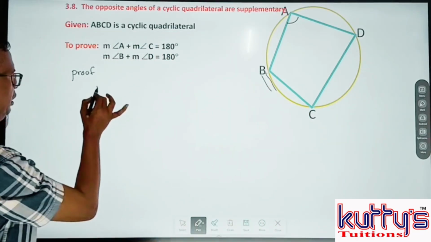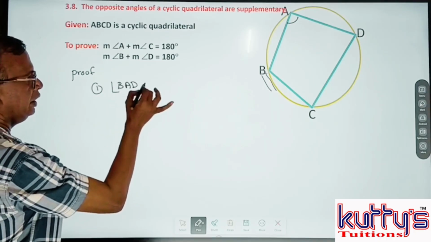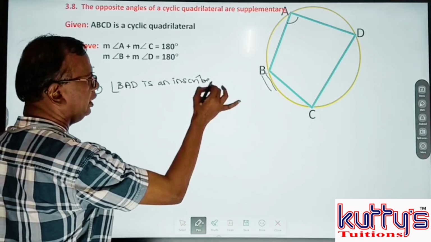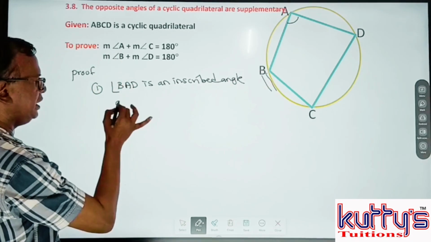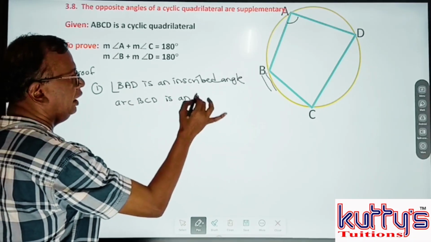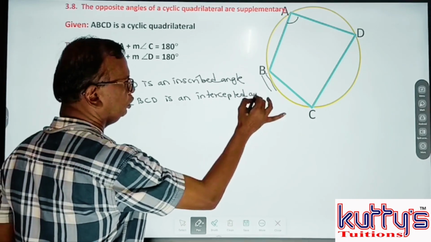So the first will be, what is that? Angle BAD is an inscribed angle. And arc BCD is an intercepted arc. Intercepted arc. So what is the theorem?